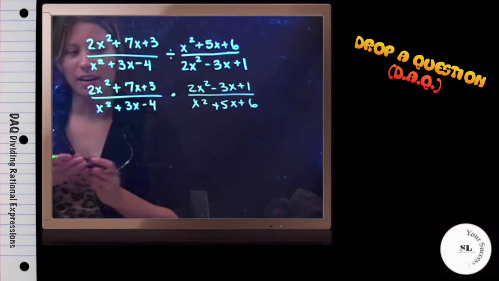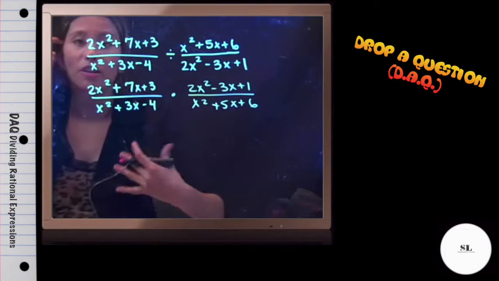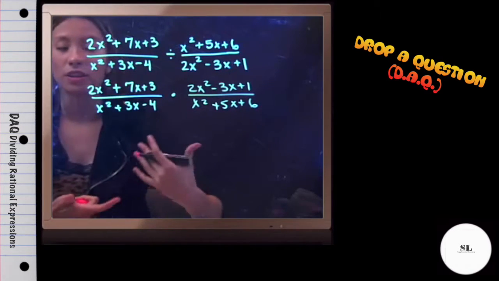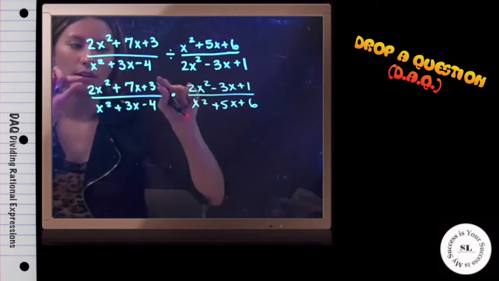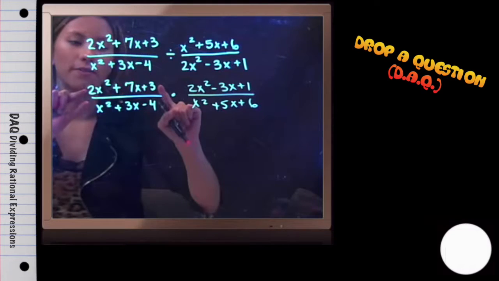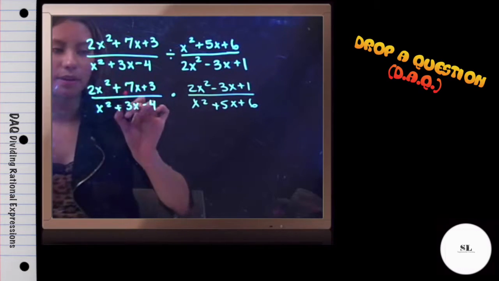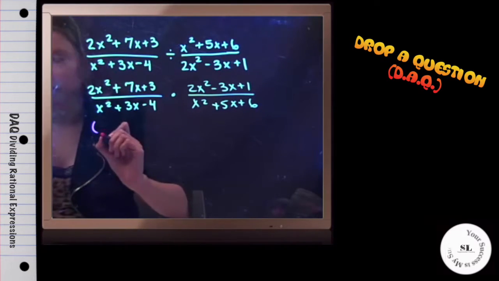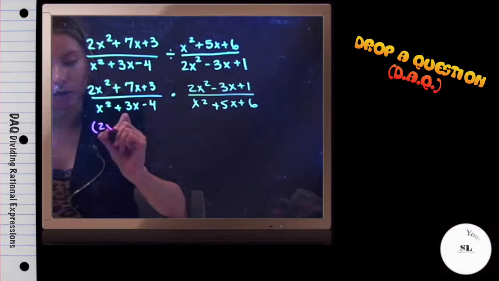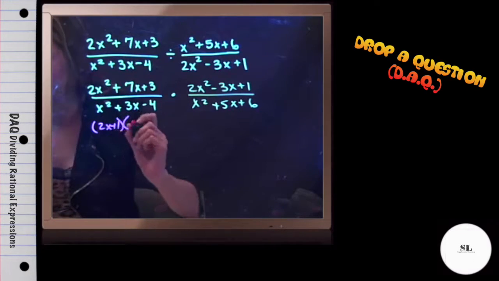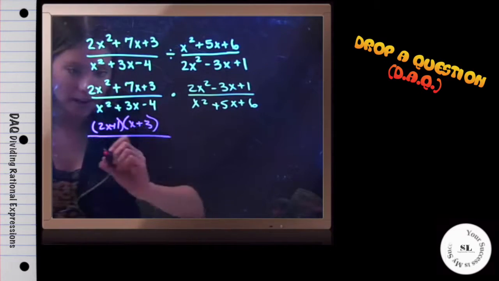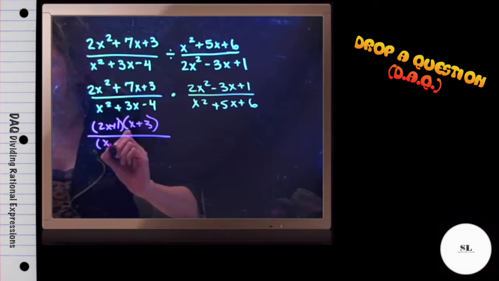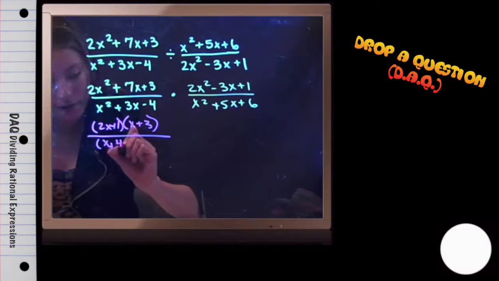Now, I'm going to go ahead and just write what these factors are going to be. If you're unsure of the steps that I took, you can always watch another video or brush up on your factoring, because that's what I'm going to be doing with each of these here. So factoring out this 2x squared plus 7x plus 3 will get me 2x plus 1, x plus 3, and on the bottom for my denominator, I'll have x plus 4 and x minus 1.